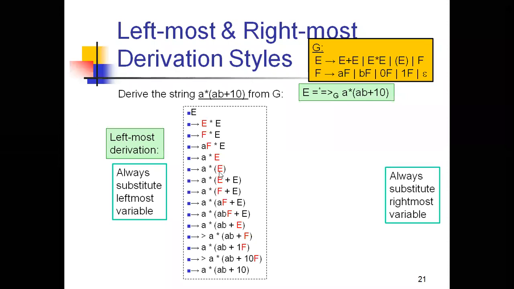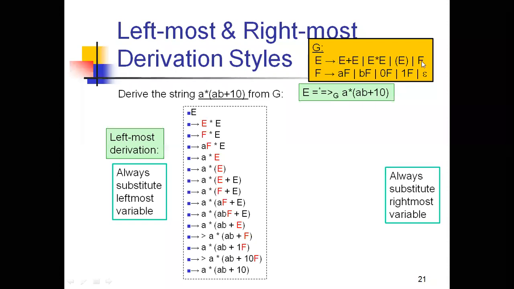Now in the place of this E, what I need is ab plus 10F. This ab plus 10F, again I am dividing into two parts, part 1 and part 2. In between I have an operator plus. So to get an operator plus, I am choosing the rule E goes to E plus E. I am substituting this rule in the place of this E, right? So now I need to get ab. So to get ab, in the place of E I need to substitute that. So I am choosing F.